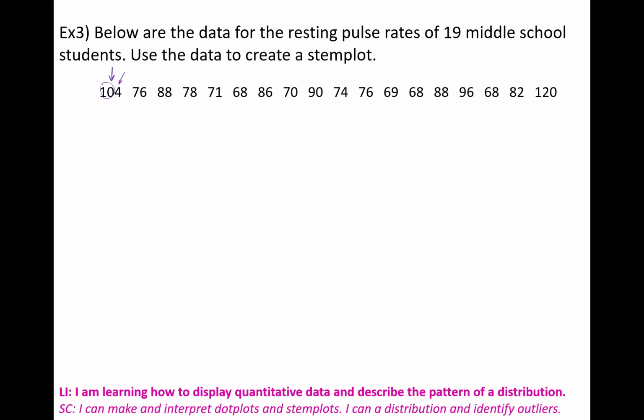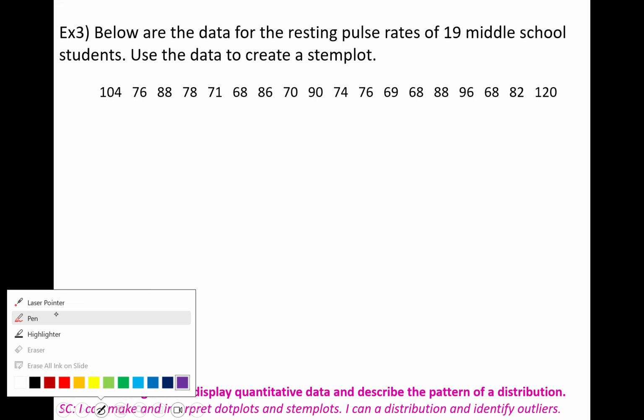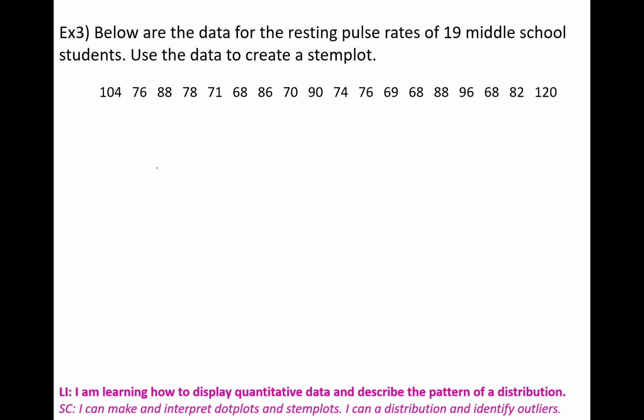So in theory, my stems are supposed to all be the same number of digits. So this is how I fix that, because the 76 only has a 7 as a stem. I would do a 0, 7. But let's get to it. Let's see what my lowest is. Looks like a number in the 60s.